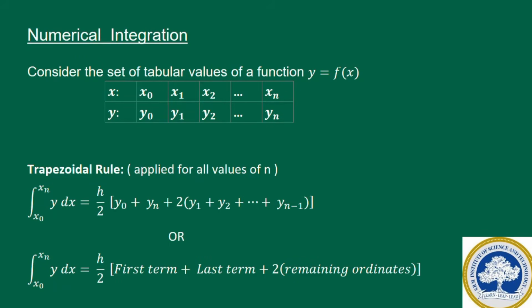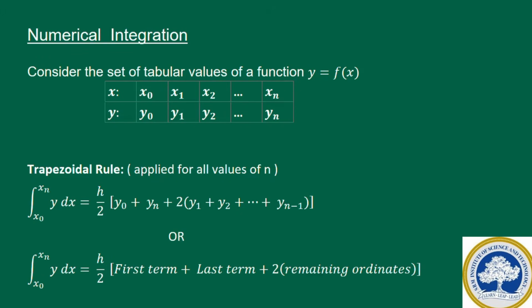In this video, let us see numerical integration. First, let us consider the set of tabular values of a given function y is equal to f of x. Here x values are denoted as x0, x1, x2, etc., xn, and y values are denoted as y0, y1, y2, etc., yn. Under numerical integration we have three types of formulas.